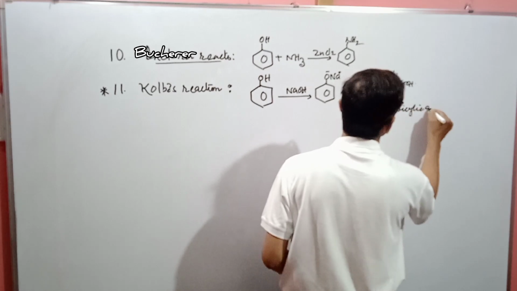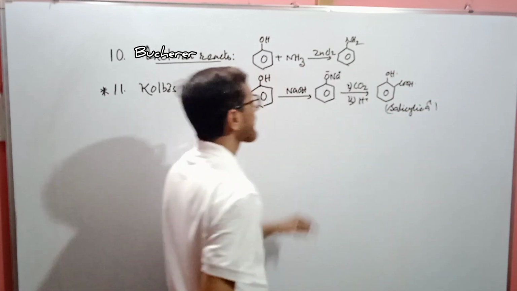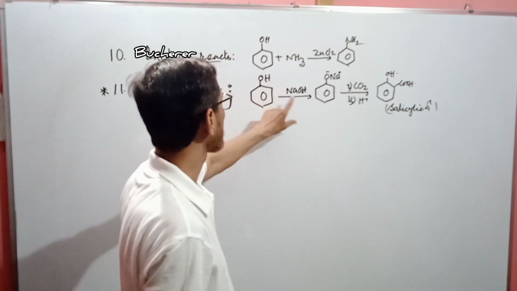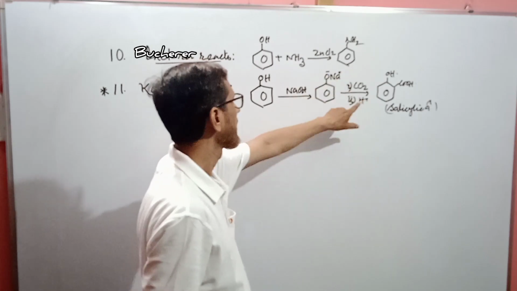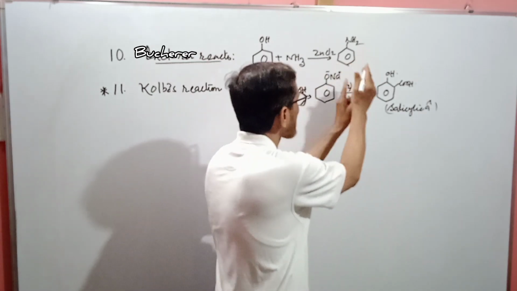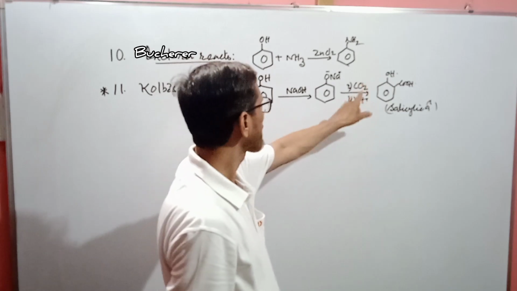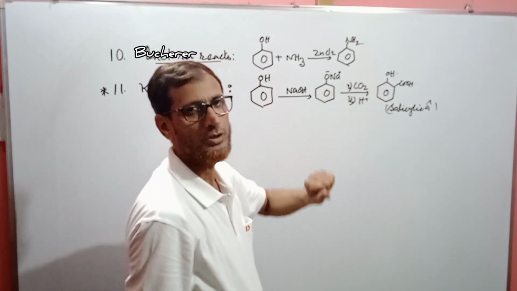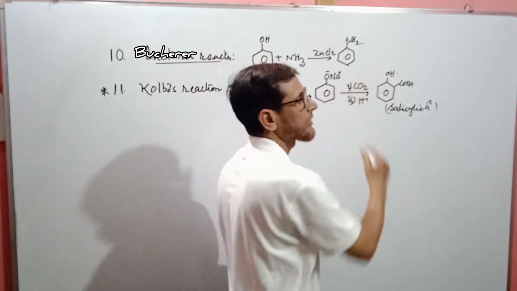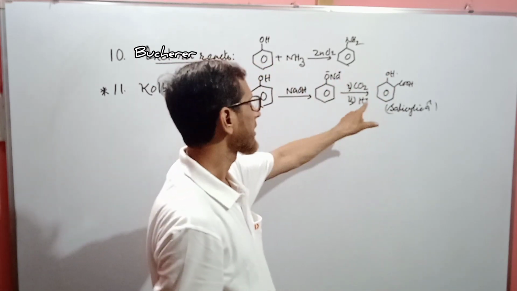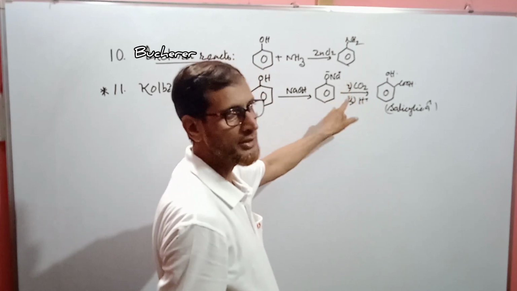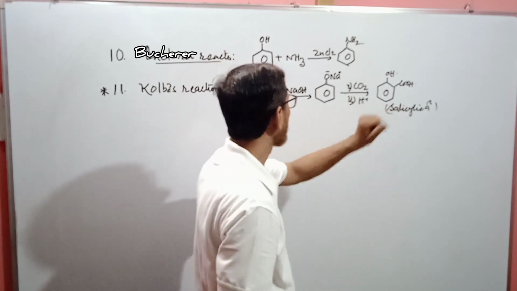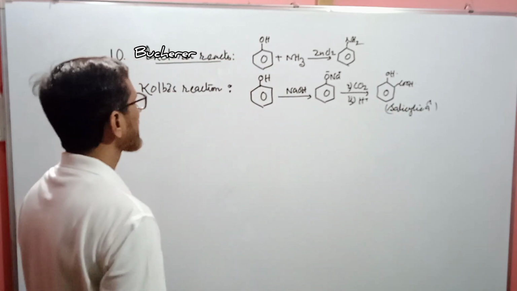Salicylic acid. It is a very important type of reaction, so please follow the steps. Phenol with sodium hydroxide gives sodium phenoxide. First carbon dioxide is used, and after completion of carbon dioxide, acid is used. If you reverse the sequence, the answer will be wrong. You can't get the answer because it is proved through mechanism. So it gives salicylic acid.